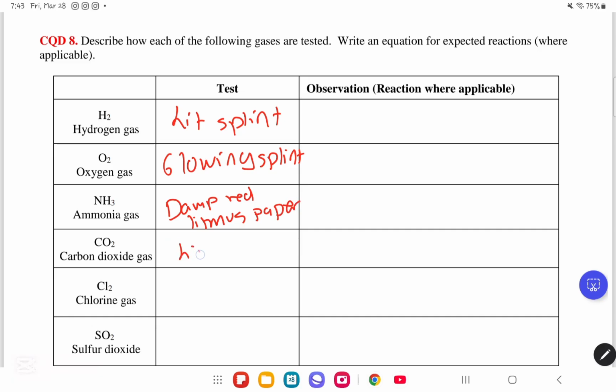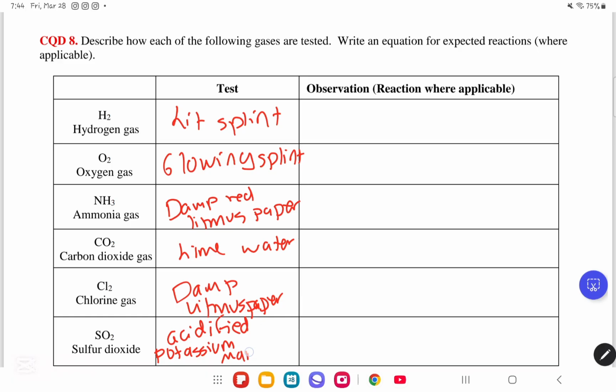Carbon dioxide, it's lime water. And then chlorine, it is damp litmus paper. Okay, and then finally sulfur dioxide, it is acidified potassium manganate.